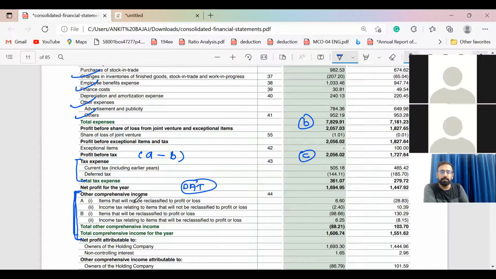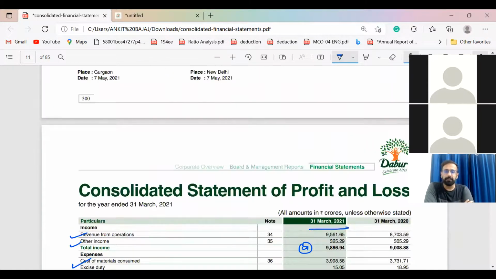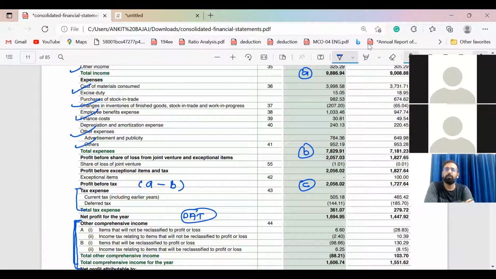Now in other comprehensive income, you can see items that will not be reclassified to P&L, income tax relating to items that will not be reclassified to P&L. Then you can see items that will be reclassified to P&L. These items are given, right? So they have inserted some additional points in the profit and loss account. Can you tell me what you understand by the term other comprehensive income? Do you have any idea about it? They've included other comprehensive income in the profit and loss account. Can you tell me the reason why they have included it, or what you understand by the term? Any idea?